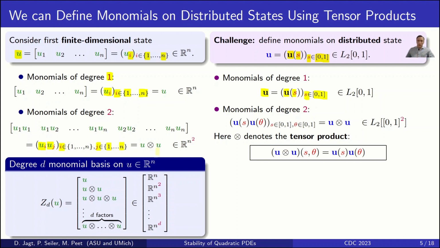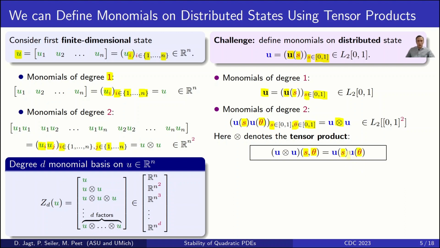So then in the infinite dimensional case, we should consider all products u at s times u at theta for s and theta ranging over the domain 0 to 1. And we can represent this product using the tensor product of the state u with itself, where we define this tensor product at a point s, theta to be just the product of u at s times u at theta.